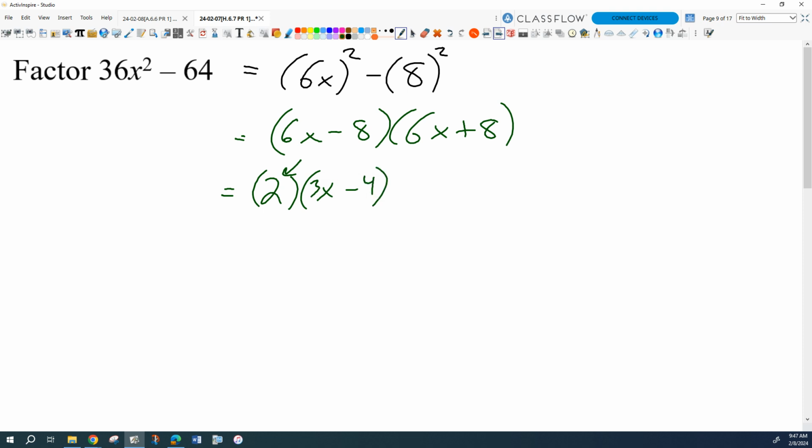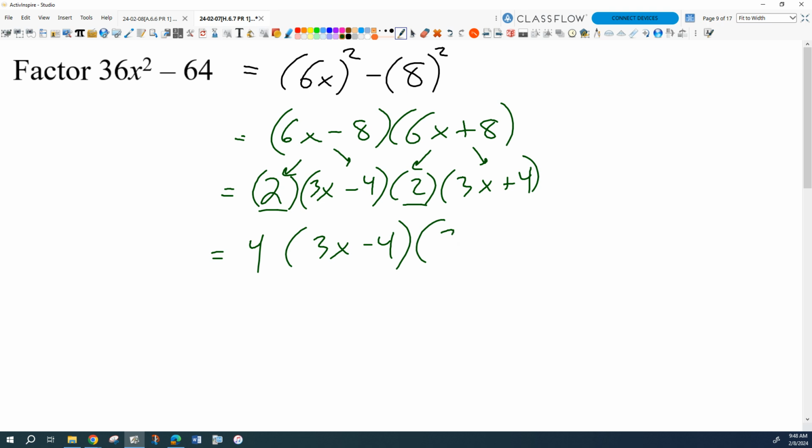Well, how about this one? Yeah, I could take another 2 out, times 3x plus 4. And then how would I write my final answer? 4 times... Okay, good. I could take these two right here. The 2 and the 2 out front would make a 4 times 3x minus 4 times 3x plus 4.